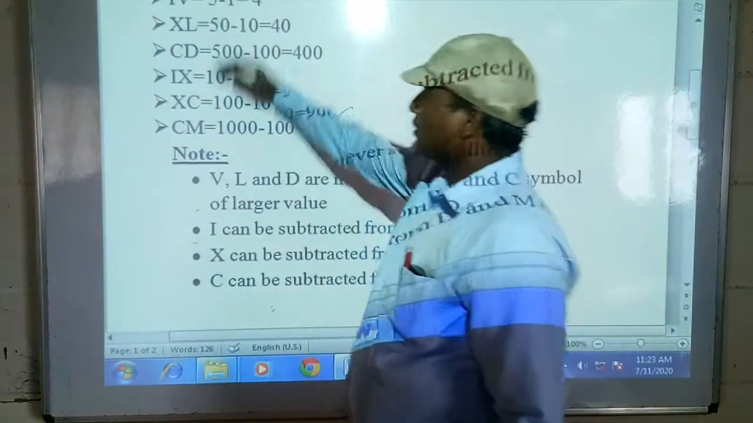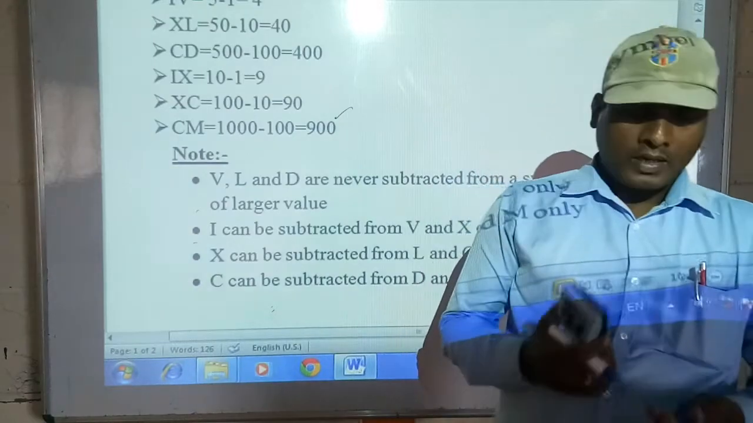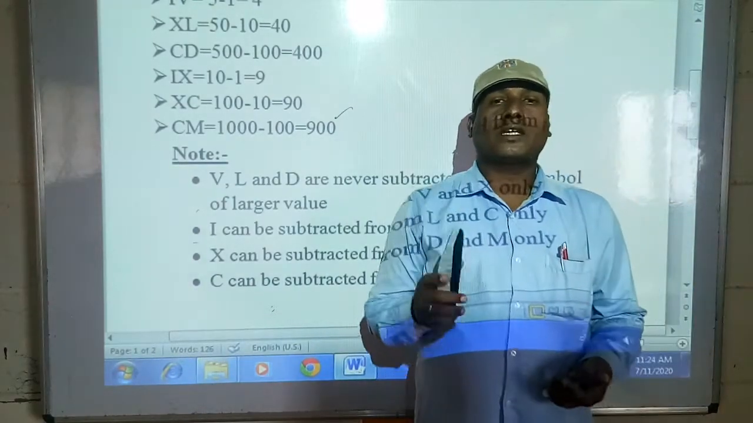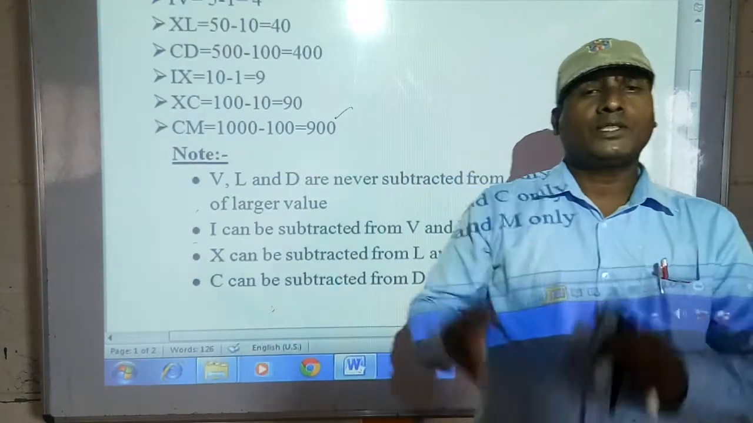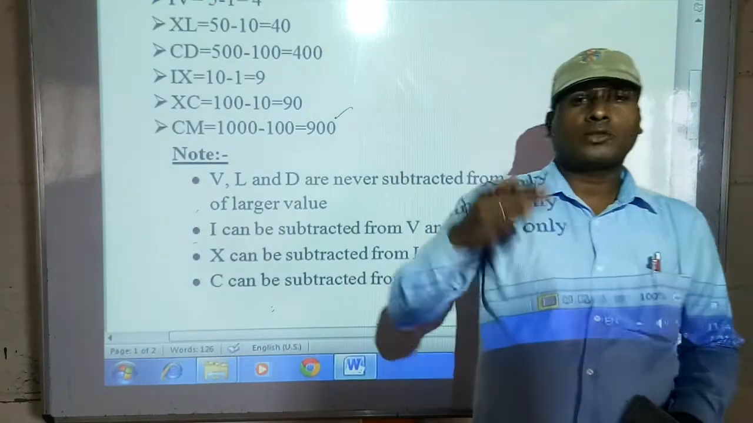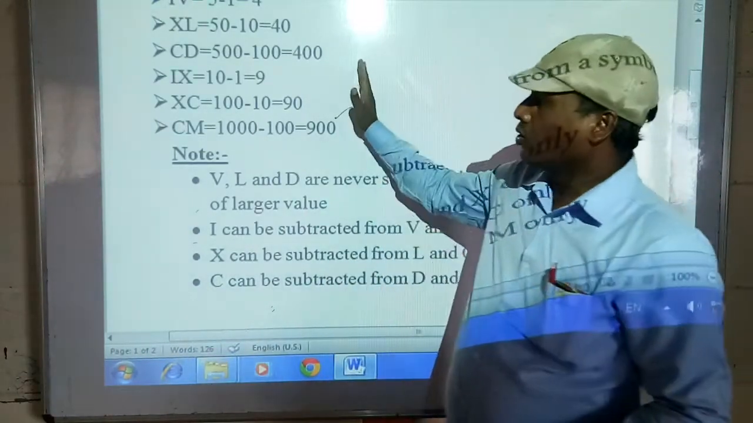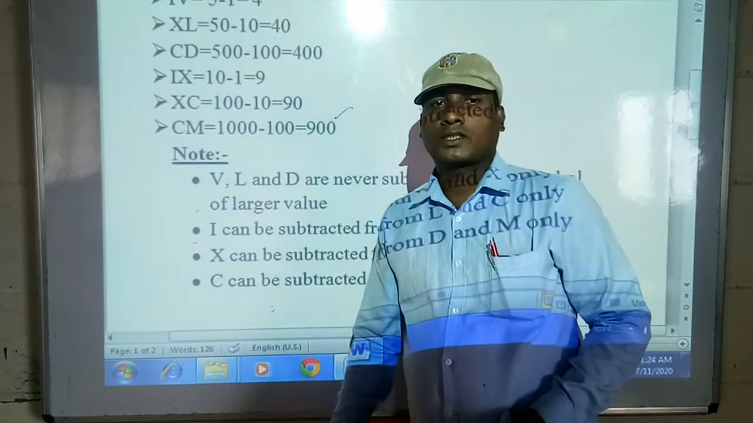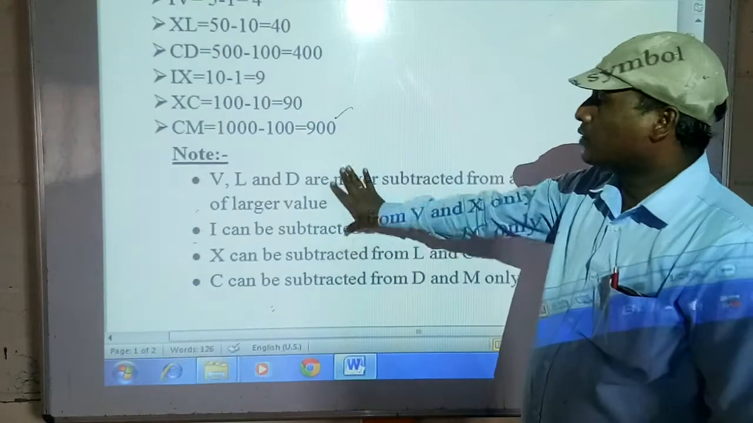Students, this is the definition according to the rules. If the smaller value is placed at the left side of the greater value, you immediately do the subtraction. That means you subtract the smaller value from the greater value. This is the rule. But you have to remember some notes; 4 notes I have already given.